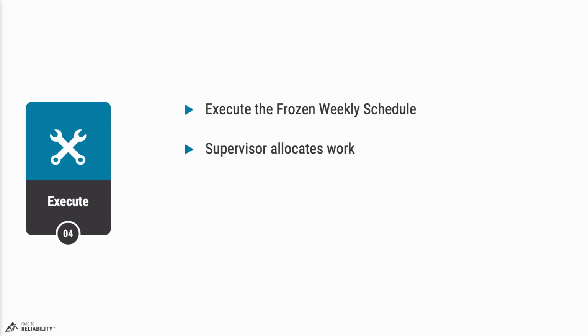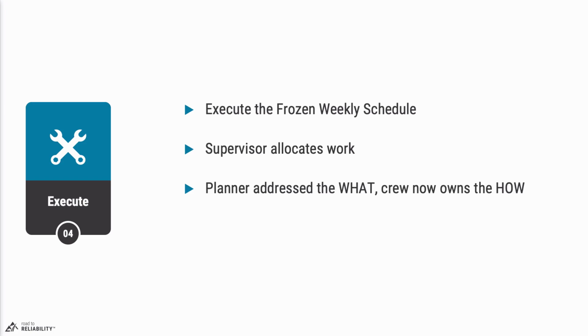Once the frozen weekly schedule has been communicated, the maintenance supervisor will allocate the work out to the crew, and the crew now owns that work. The planner has done the preparation and everything should be in place to execute the work efficiently. But if it's not, then it's up to the maintenance supervisor and the crew to address any issues, whether that be a missing part or a difference in how the job needs to be executed. The supervisor and the crew need to solve this.